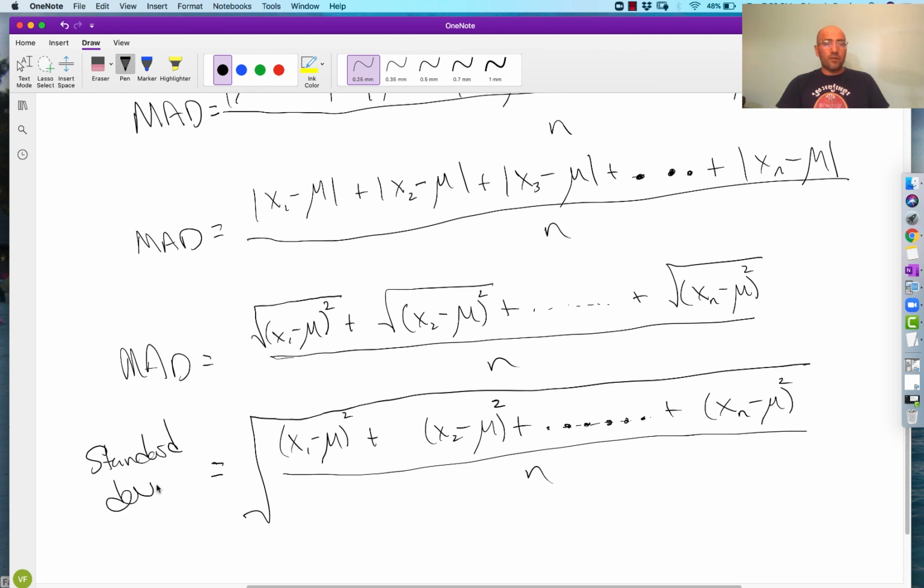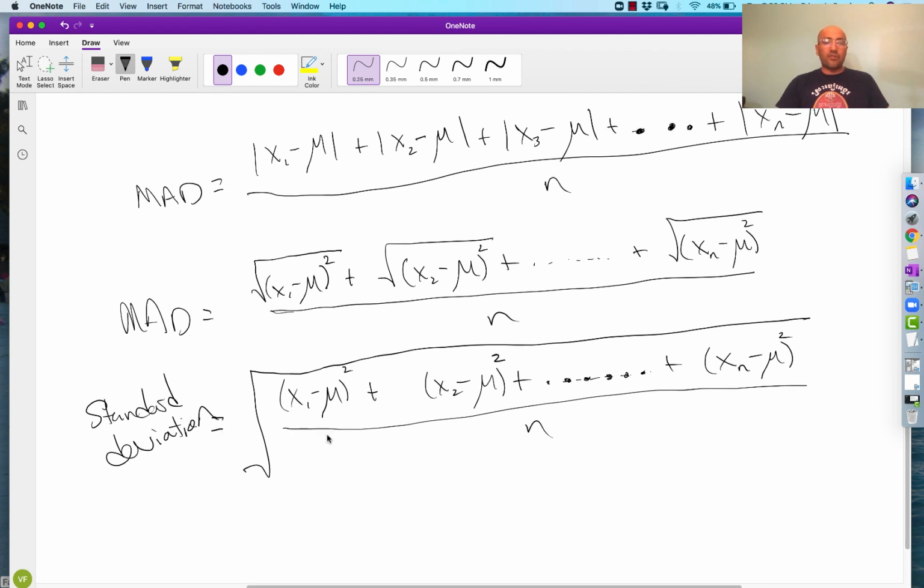Standard deviation. Now, to further clarify, this is standard deviation of a population, as we'll see in a second. The formula is a little bit different when we deal with a sample.